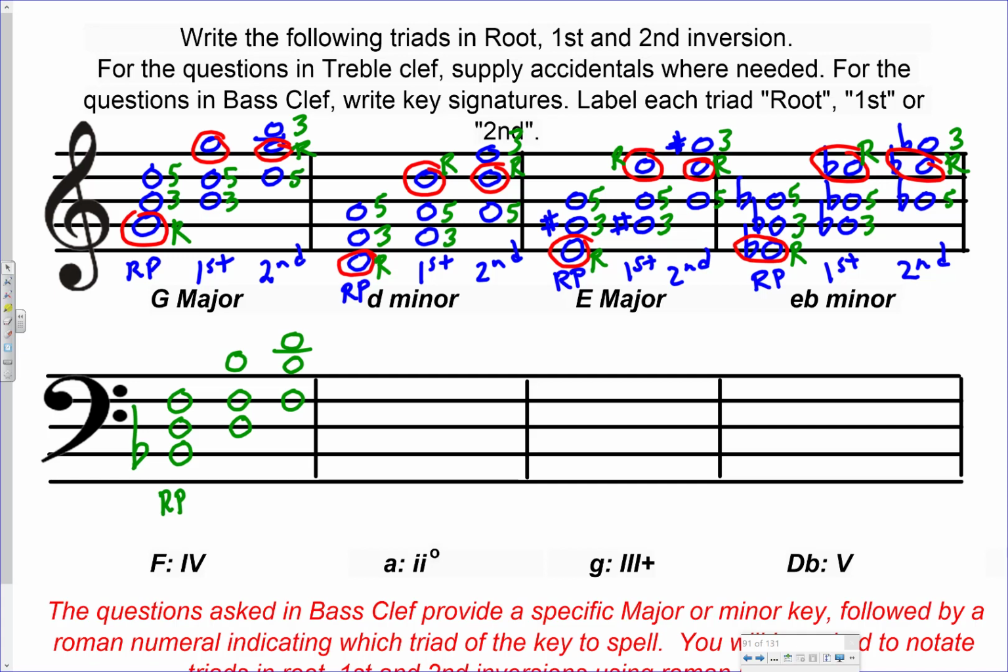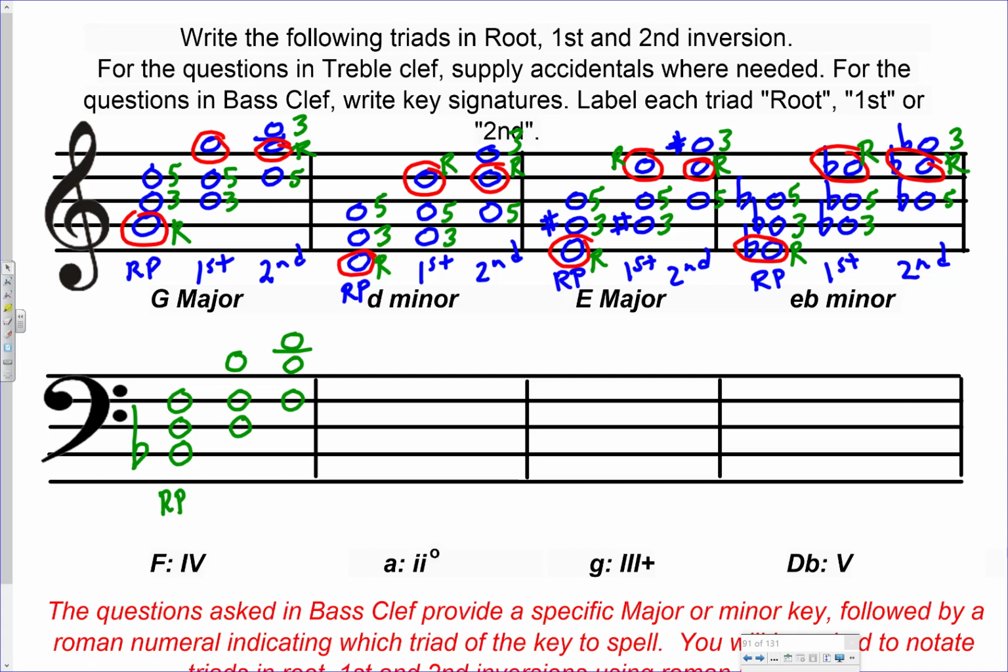The second and third example may be a little bit more difficult. We're in the key of A minor and we need to build the 2 diminished triad in root position, then invert it to first inversion, and then invert it again to second inversion.